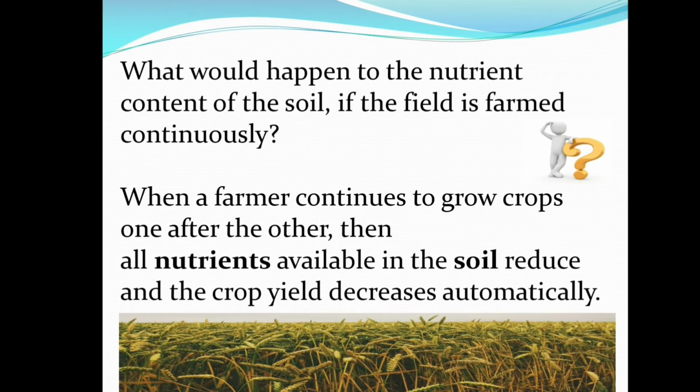Once the farmer is using that field and growing crops one after the other, all the nutrients available in the soil will get reduced, and the crop yield will decrease automatically.